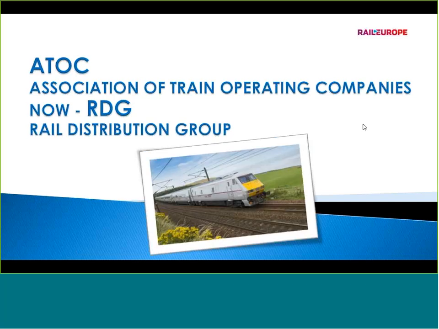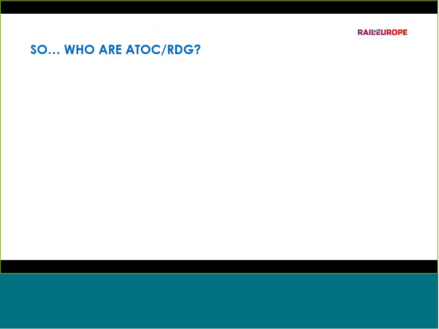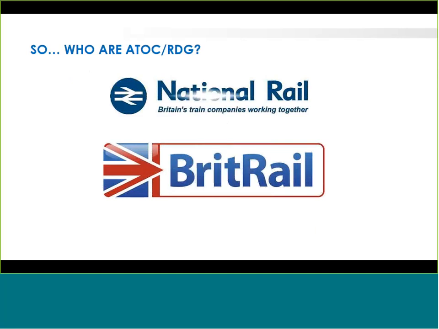So ATOC, I think that's something about 25 different companies that operate under the ATOC or Rail Delivery Group brand, and I will go through that in a little bit more detail as well. So who are ATOC or Rail Delivery Group? This comprises a union between National Rail and Britrail as well.